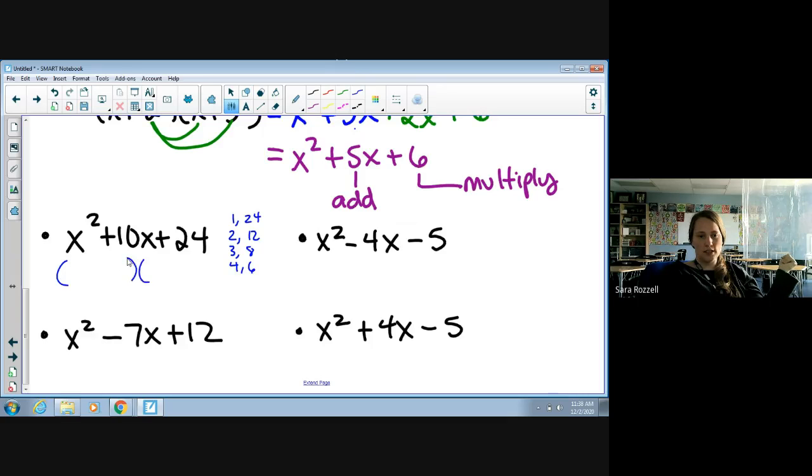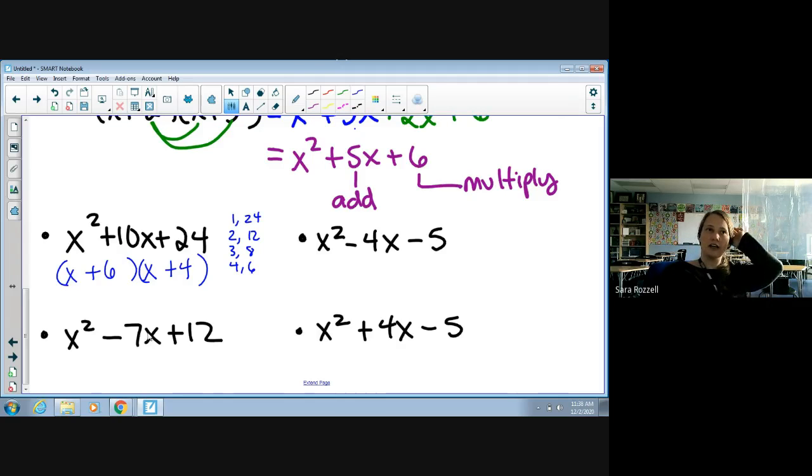So we set our two sets of parentheses. You've got x and x. If it starts with x squared, you always start at x and x. And plus 6 and plus 4. Okay, you want to double check it. Positive 6 times positive 4 makes positive 24. Positive 6 plus positive 4 makes positive 10. Okay? All right, let's move down to the one with the 12.